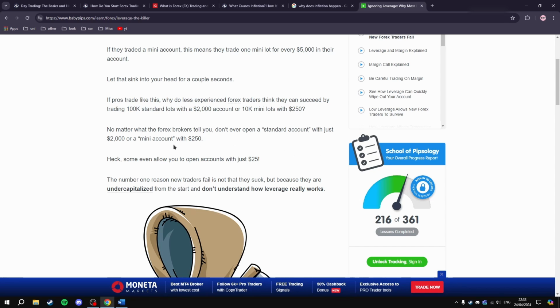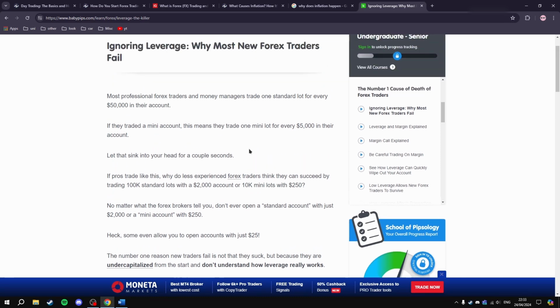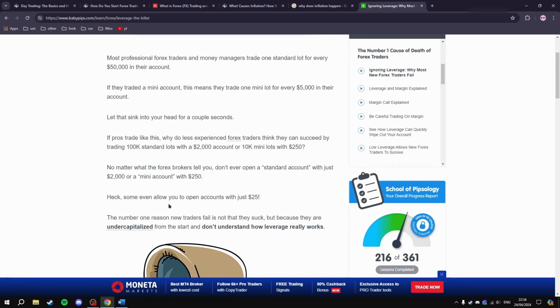If pros trade like this, why do less experienced Forex traders think they can succeed by trading 100k standard lots with a 2000 account, or 10k mini lots with $250? No matter what the Forex brokers tell you, don't ever open a standard account with just 2000, or a mini account with 250. Heck, some even allow you to open accounts with just $25.